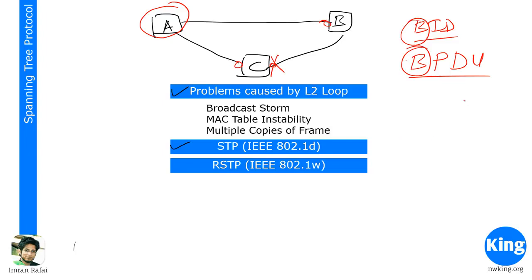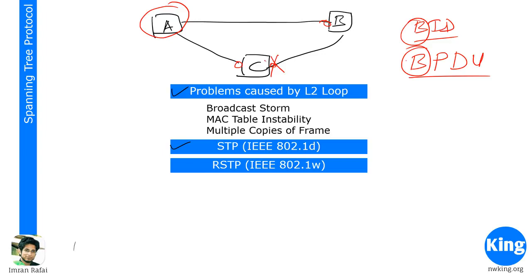So these BPDU messages keep exchanging every 2 seconds. That's the hello timer. It has a hello timer of 2 seconds, so every 2 seconds it keeps updating each other. And what do they update? They update about the root switch MAC address and BID of the root switch, and it tells what is the cost for it to reach the root switch.